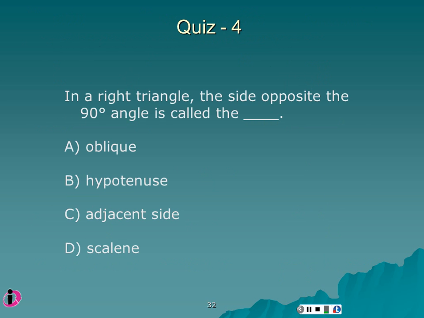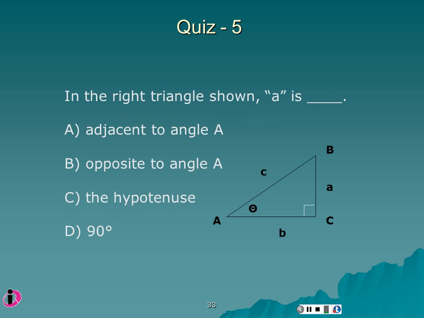Let's try some quiz. In a right triangle, the opposite side of the 90-degree angle is called what? Of course, the hypotenuse, and that is the largest side of the right triangle. Opposite side of 90 degree.